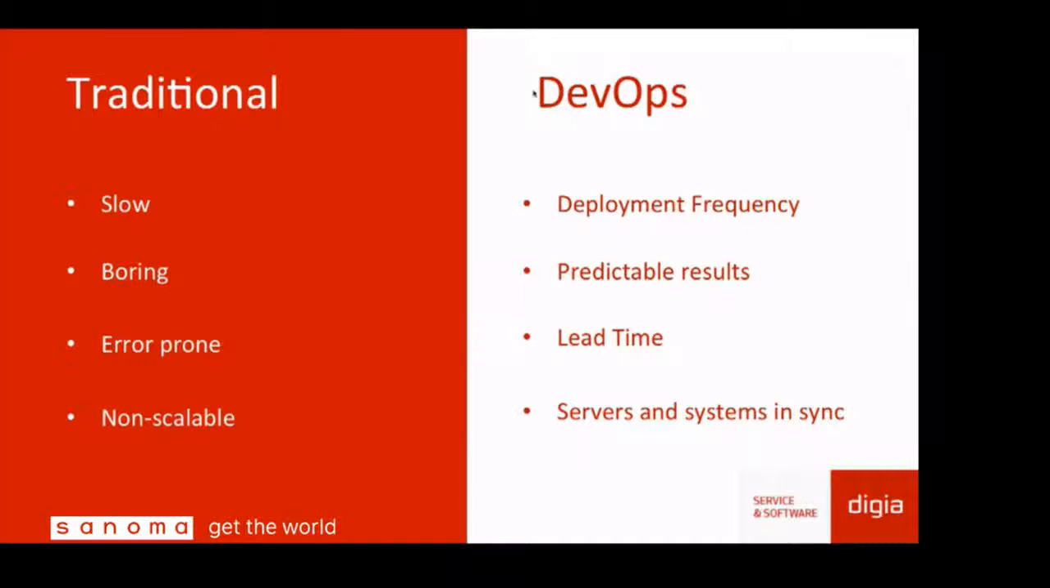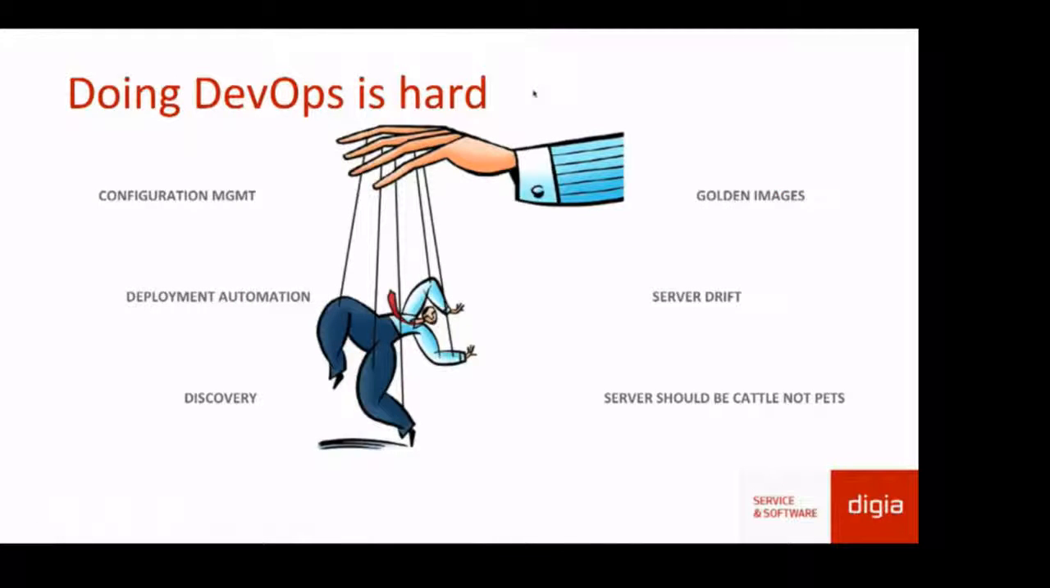But doing this is really hard. You have to take into account different things like configuration management. How do you configure and provision your servers? You deploy tools like Puppet or Chef or Ansible, you name it. On top of that, you have to do automation on the deployment. How do you deploy your software onto the configured servers in the cloud or on premises?